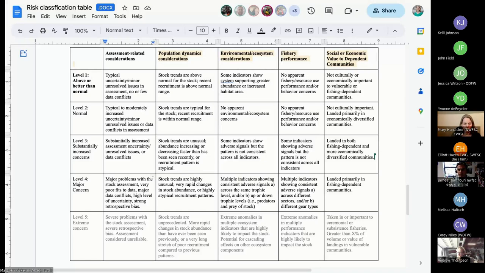Thanks, Jamil. Andrew, do you want to go? And then Michelle Conrad can follow you. Yeah, thanks, Mary. I think that Elliot and Jamil are right, that probably we should take out at least the far right column. But as far as the far right column goes, just for clarification, would the social or economic value to dependent communities mean that if a species, say a salmon, is culturally valuable, you would allow a higher take than you would otherwise? Is that what that's there to imply?